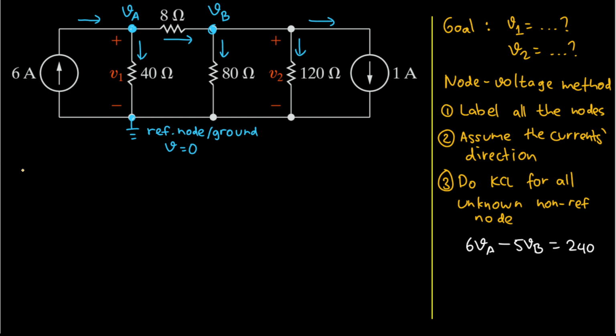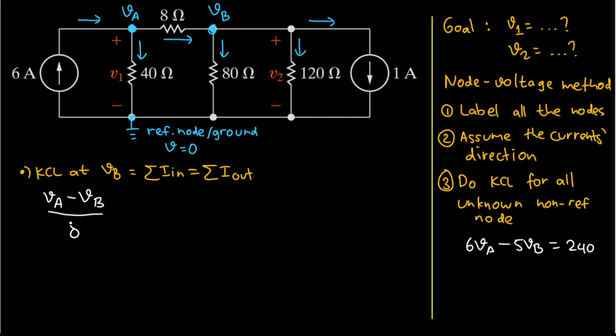Let's do another KCL at VB. KCL says that the sum of the current that goes in is equal to the sum of the current that goes out. The only current that goes in is from this current here. The current comes from VA and goes to VB, so I will have VA minus VB. And remember, we need current, so we divide it by the resistance between them, 8.